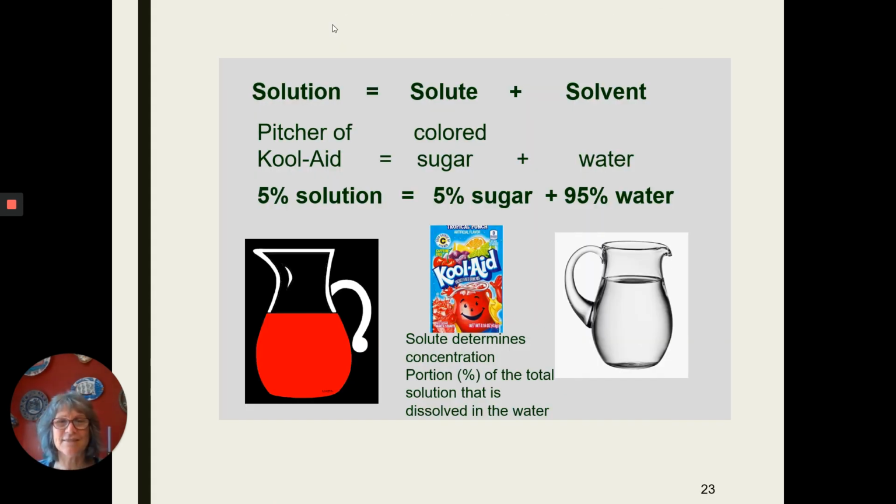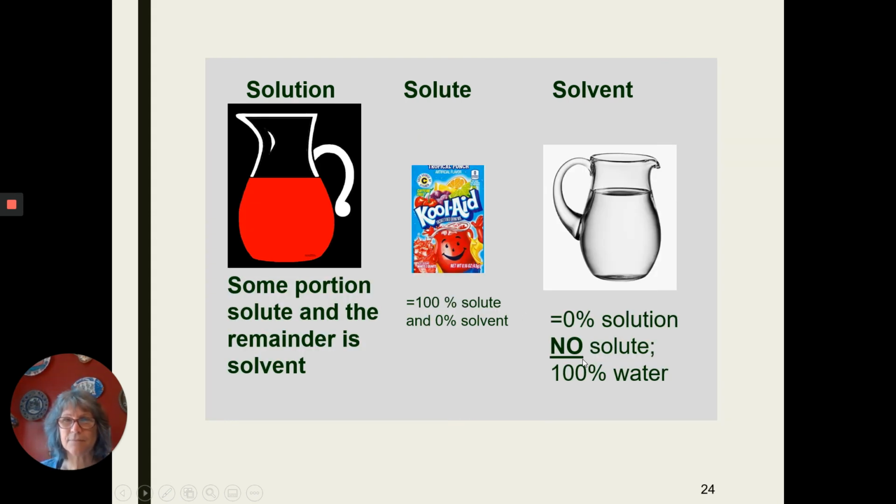Back to my solution of Kool-Aid. As I said, the concentration is determined by how much of this is dissolved in the water. So here I have two concentrations. I have 5% sugar. I have 95% water. I don't call this a 95% solution. The solution concentration is determined by my solute. So this would be a 5% solution. In a solution, some portion is the solute and the remainder is the solvent, or water.